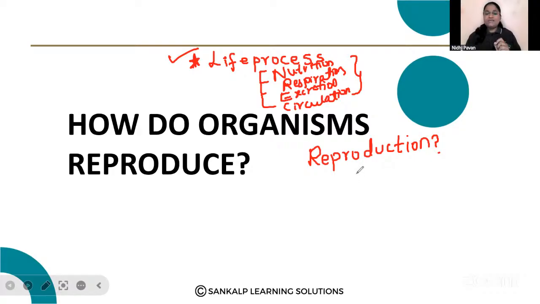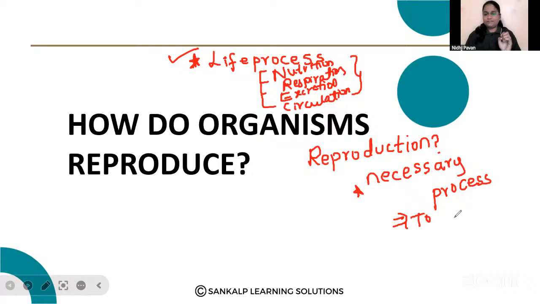Then we have reproduction. Reproduction is a necessary process. It is not a life process. Why is it considered a necessary process? Why is it needed? Because to continue the race, we need reproduction.